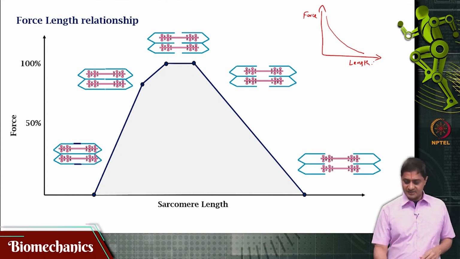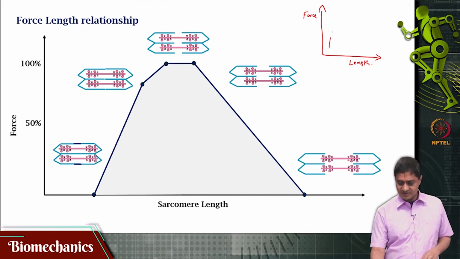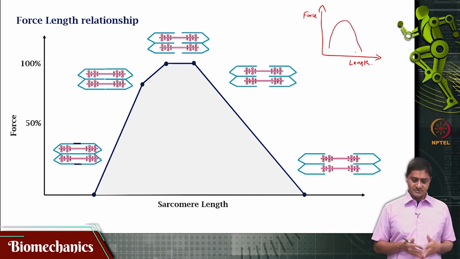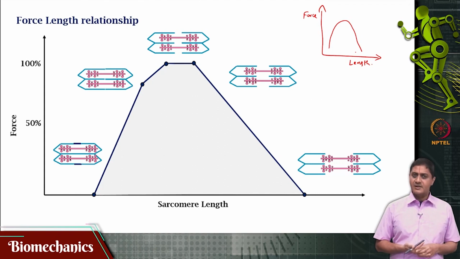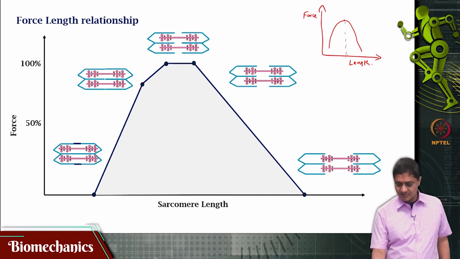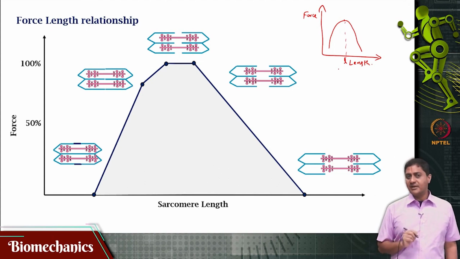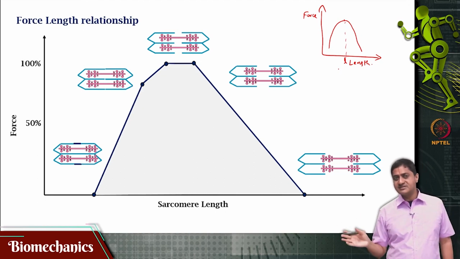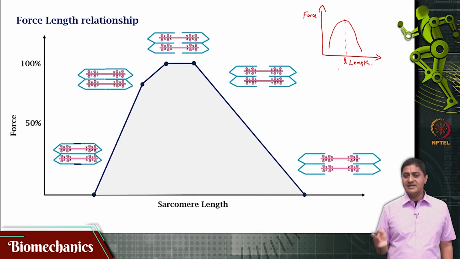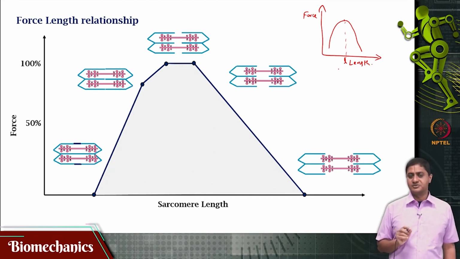What is observed in reality is something like this, as shown in this plot. That means it seems like there is an optimal length at which I am going to have maximum force. At that length, I am going to have maximum force produced. At lengths above this length, force is going to be reduced, and at lengths below this length, force is going to be reduced. How is this happening?